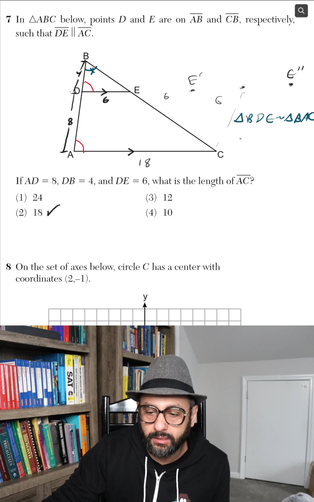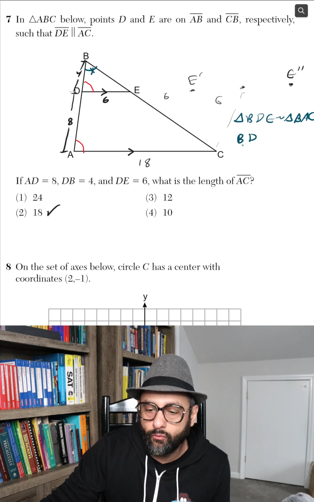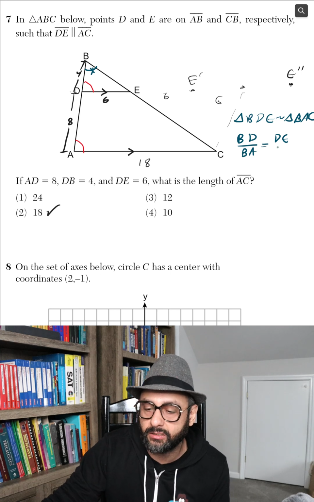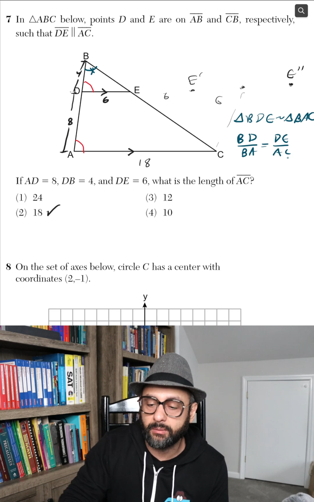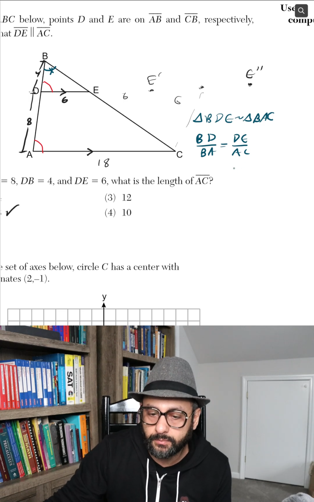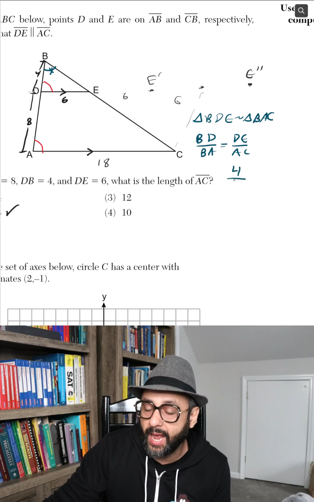So BD over BA is equal to DE. So that's the first and second vertex over the first and second vertex is equal to DE, second and third vertex, over the second and third vertex AC. And then I can plug in some numbers here. Let's see. I got 4 over BA, careful, 12, is equal to DE, 6, over the unknown length of AC.